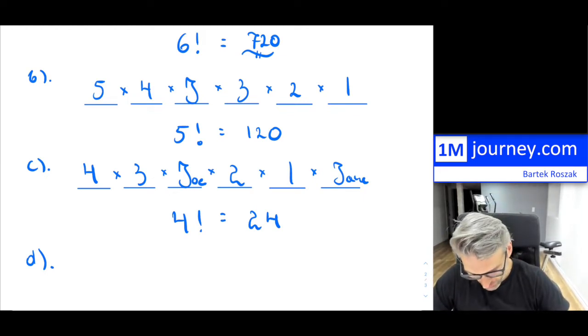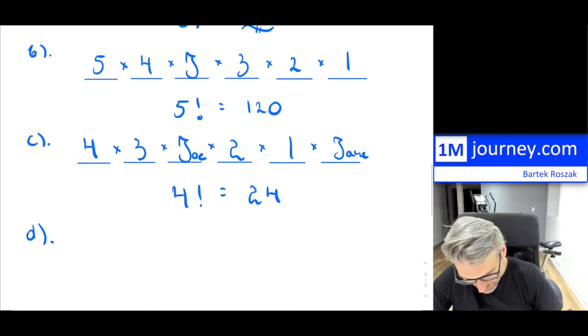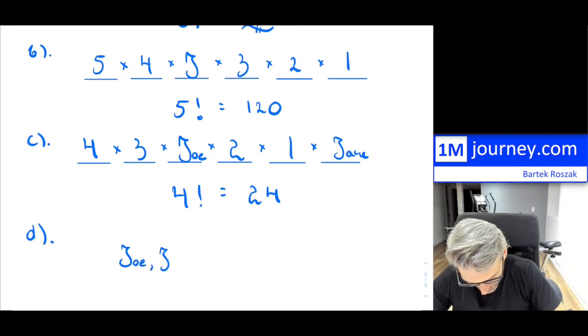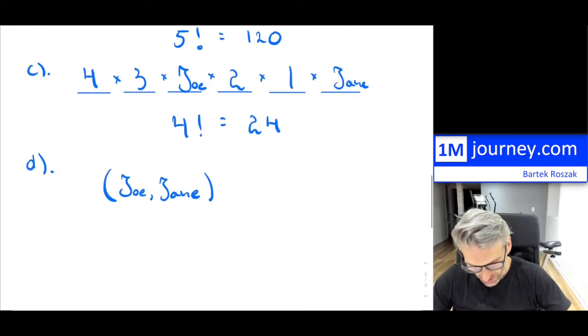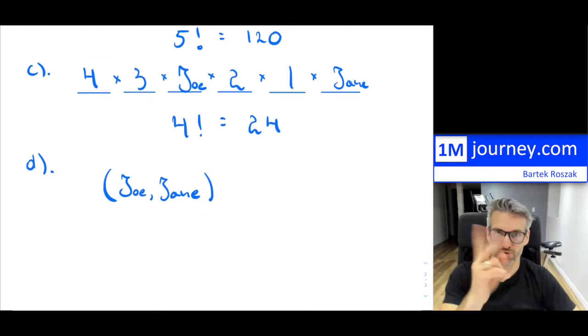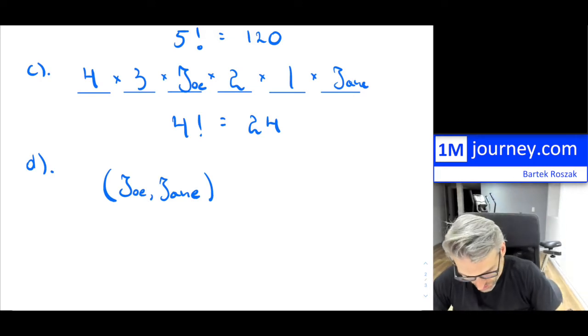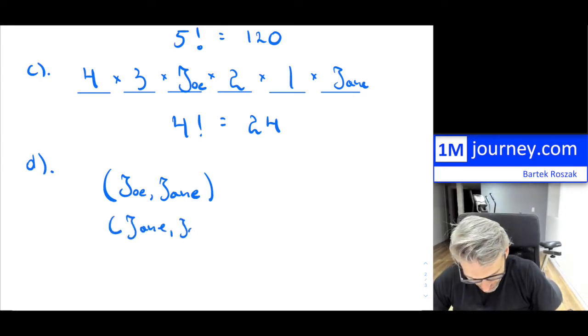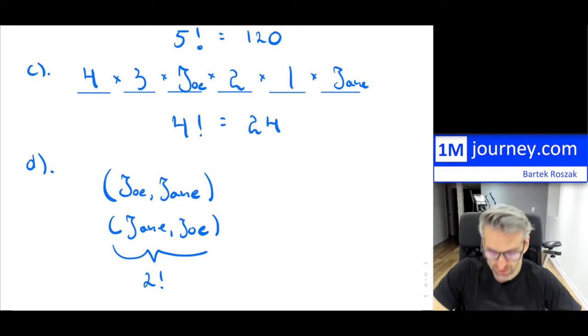So what we have in this case is that Joe and Jane are together. So this is, let's say, Joe and Jane. They're fixed together. Now there are really 2 factorial ways to swap them, because you can have Joe and Jane together, and then you can have Jane and Joe. So from here, there's 2 factorial ways of swapping them, which is just 2.